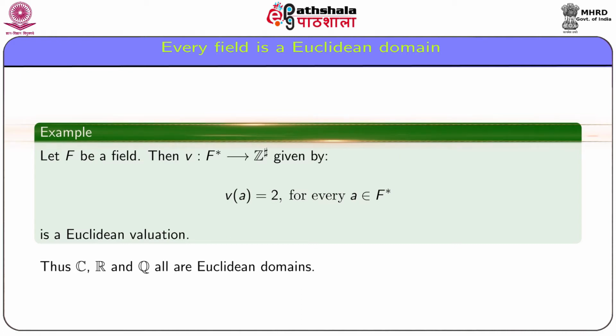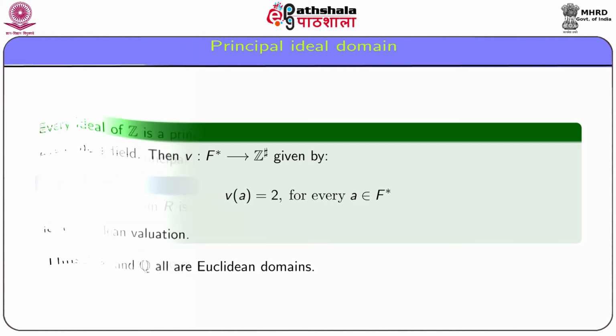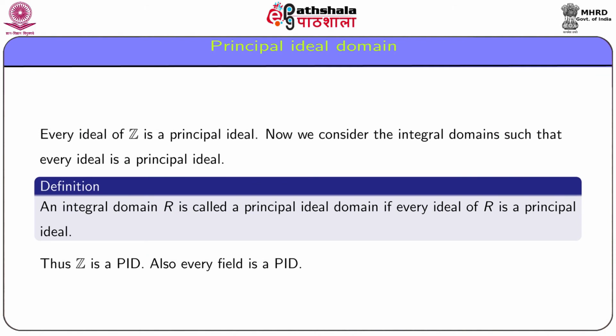Thus, we have the field of complex numbers, the field of real numbers, and the field of rational numbers, all are Euclidean domains. Now, we define principal ideal domain. Already I have defined principal ideal ring, that is a ring in which every ideal is a principal ideal, that is generated by a single element.